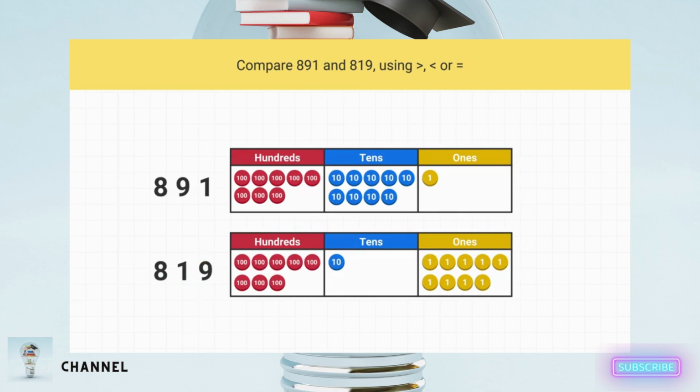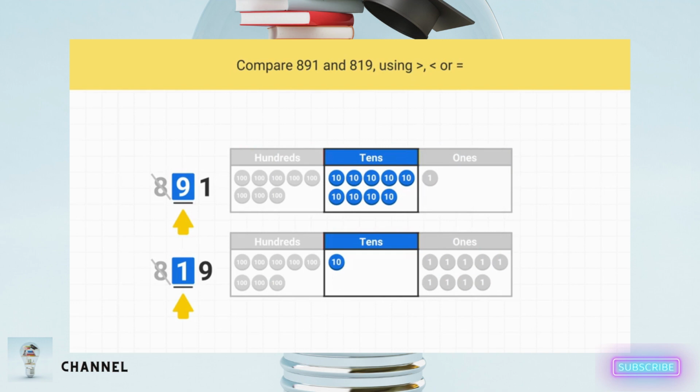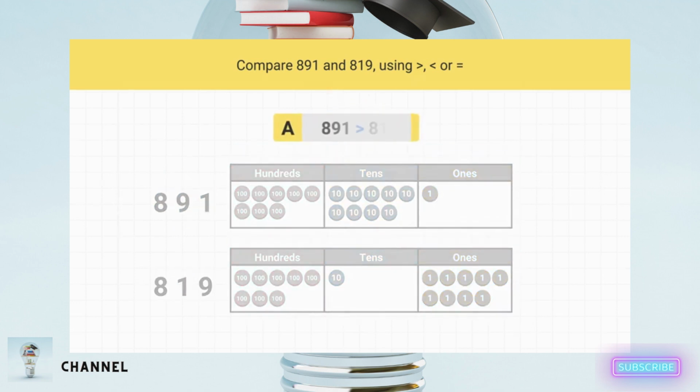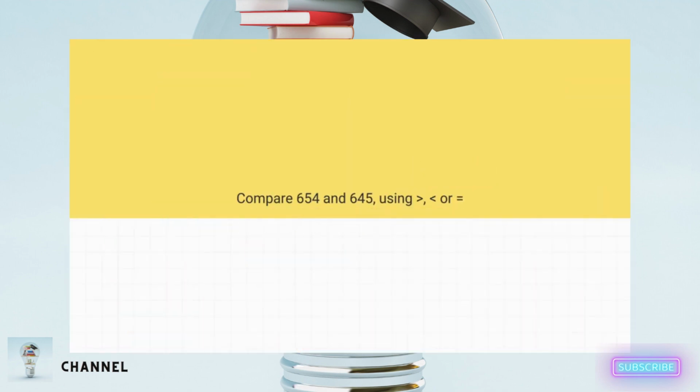Now compare these on your own. Which number is larger? Both numbers have 800s, so that doesn't help us. But when we look at the tens, we see 891 has more tens. That means 891 is our larger number. So we'll write 891 is greater than 819. We use a greater than symbol. Great work. Now it's time for you to try some problems on your own.